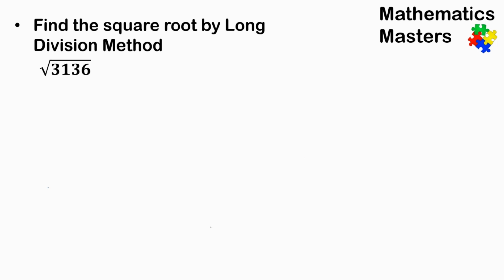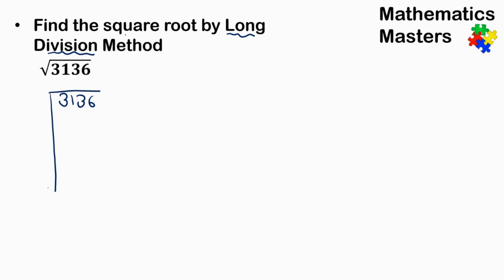Well, in this video, we are going to find the square root by long division method. So we have a number 3136, and we are going to use the long division method to calculate the square root of it. Let's learn how we do that. To start with, we'll write 3136 in a bracket like this.